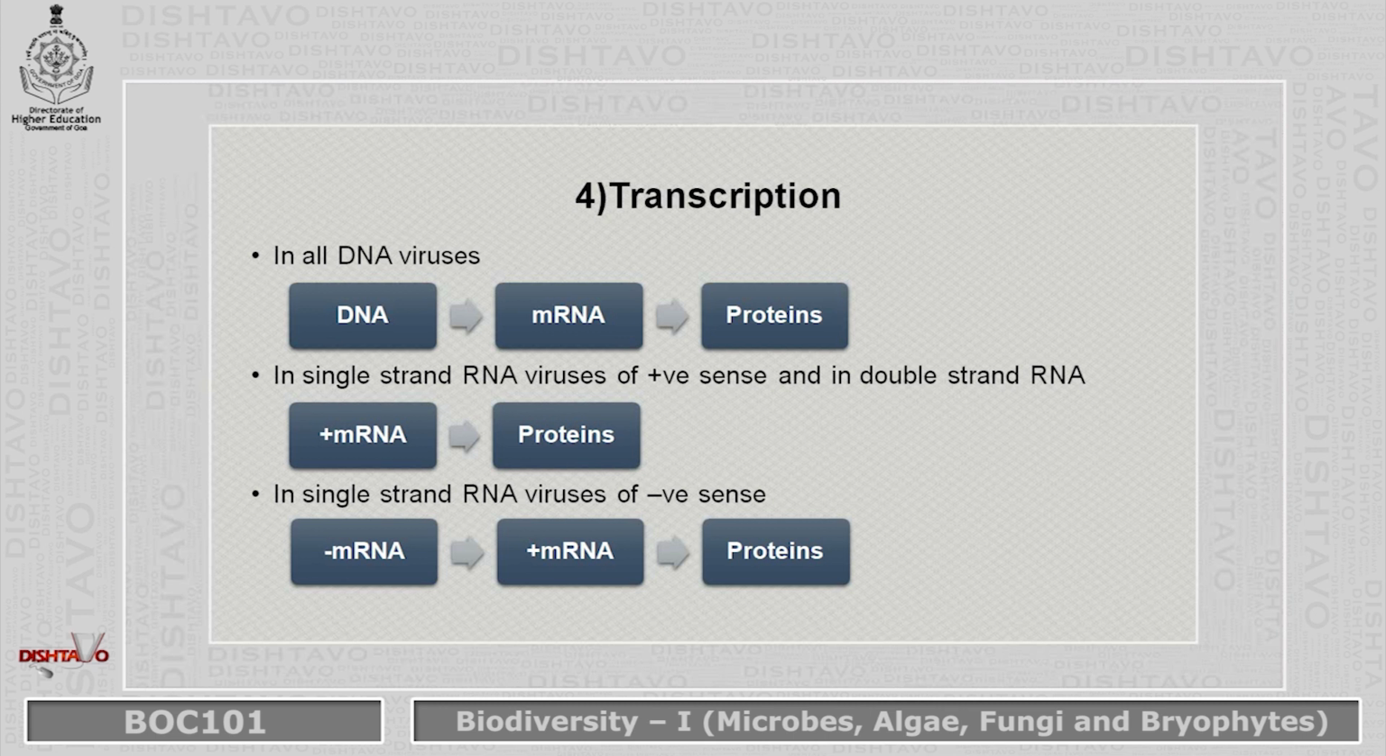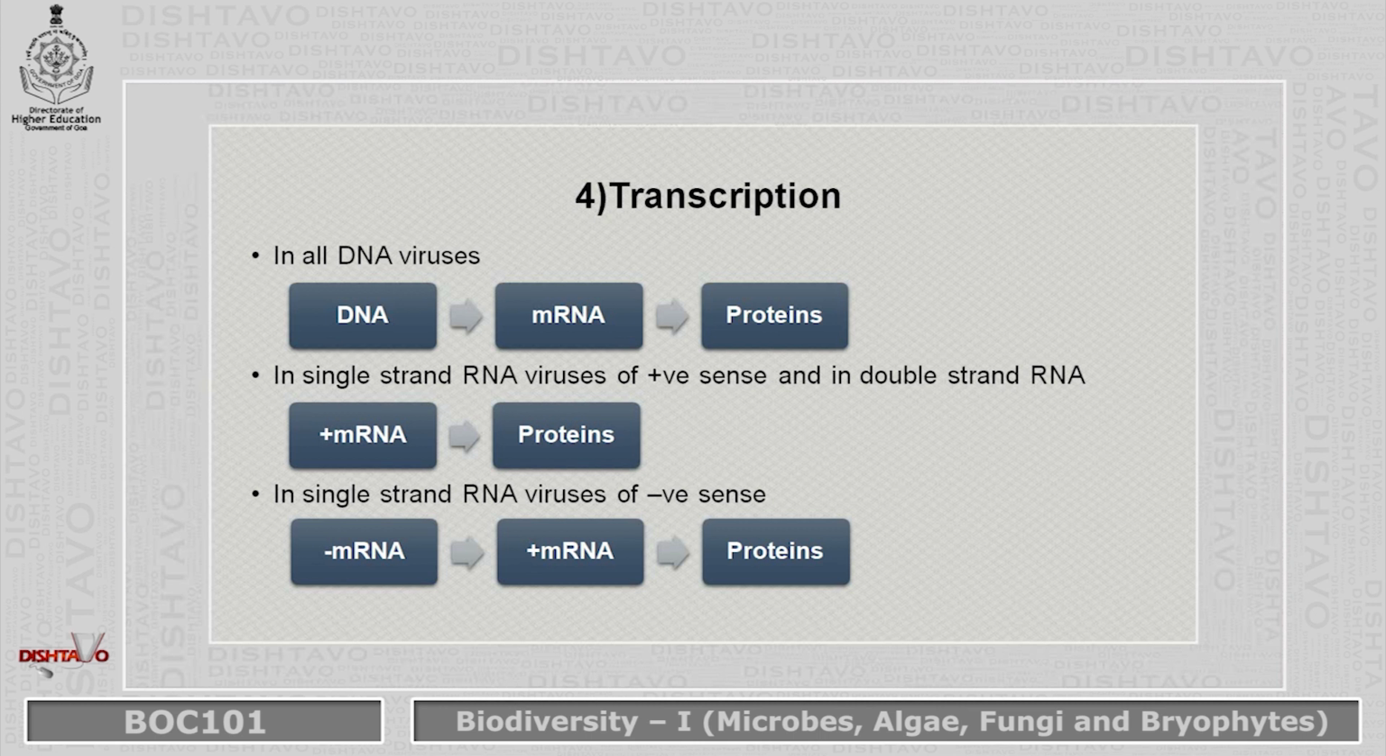Transcription is basically copying the information on the DNA into an mRNA. Now, the viruses have two types of genetic material, that is DNA and RNA. The viruses which contain DNA as their genetic material undergo this process. First, the DNA is transcribed into mRNA and then it is translated into proteins.